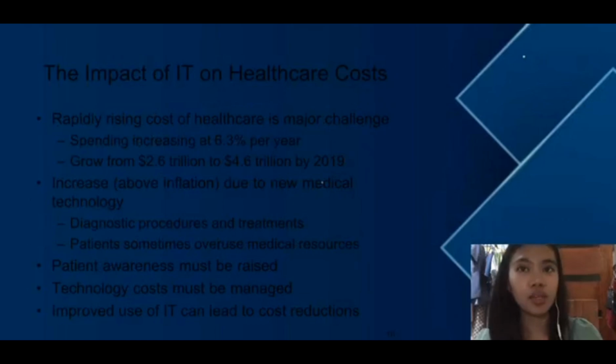Next, the effect of IT on healthcare cost. The rapidly rising cost of healthcare is a major challenge. Spending is increasing at 6.3% per year, growing from $2.6 trillion to $4.6 trillion by 2019. The increase above inflation is due to new medical technology, diagnostic procedures, and treatments. Patients sometimes overuse medical resources. Patient awareness must be raised and technology costs must be managed. Improved use of IT can lead to cost reductions.